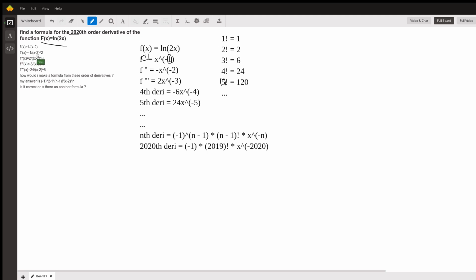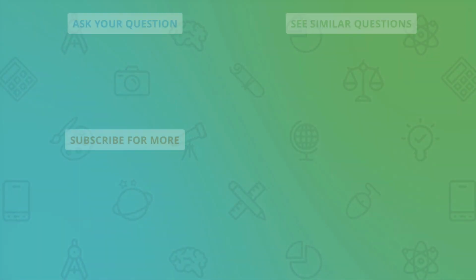And this one, it looks like it is right, but however, you shouldn't be adding x minus 2, just so you know.